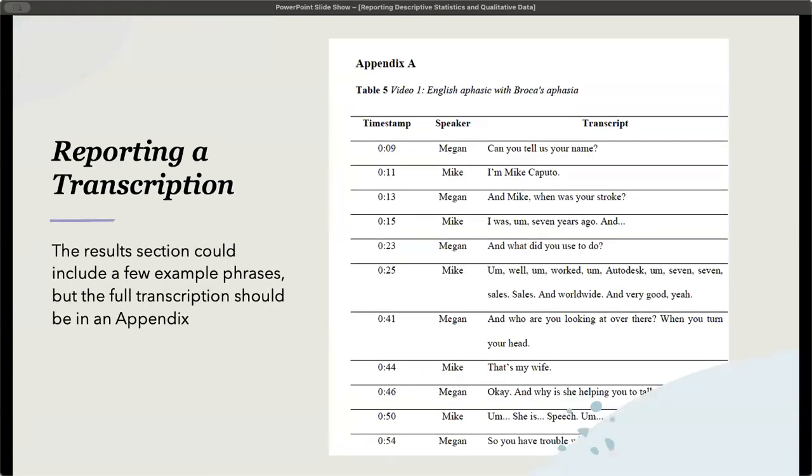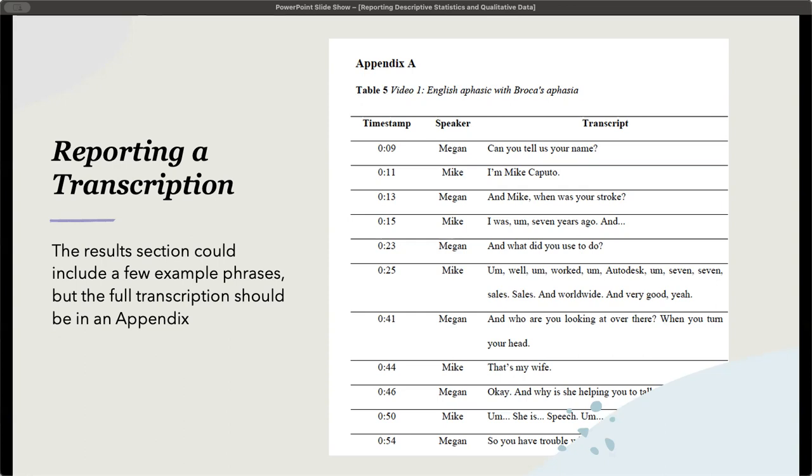Reporting a transcription. Now, I do need to say that this is a transcription of a video that is public. It is online and anybody can watch it. What this student did is she was analyzing existing YouTube videos of aphasic patients with either Broca's or Wernicke's aphasia. She transcribed it at the word level. Because this is a public information video, she didn't need to mask the participant identity because these are not participants in her study. These are actual public videos.